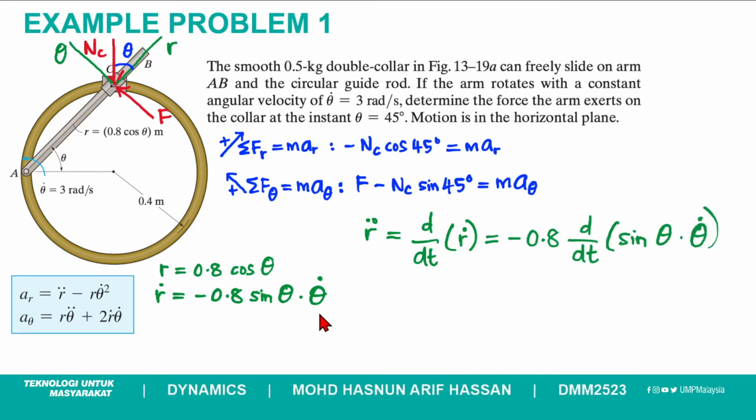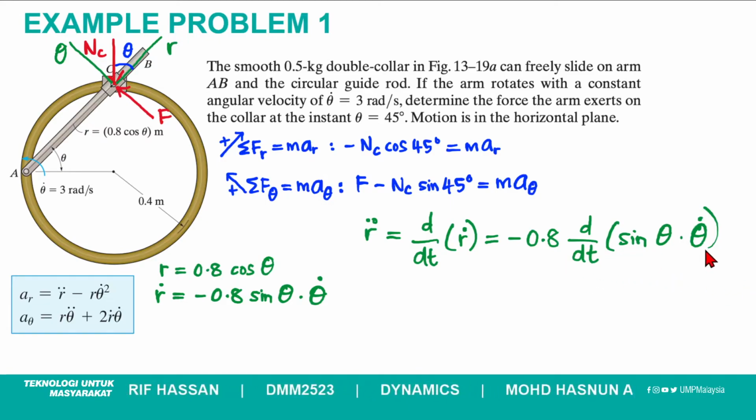So we will differentiate whatever r dot is. To make the differentiation easier, we bring the minus 0.8 to the front, because this doesn't have anything to do with the differentiation. So now you have d over dt of sin theta times theta dot. This is more complicated. How do we differentiate this?